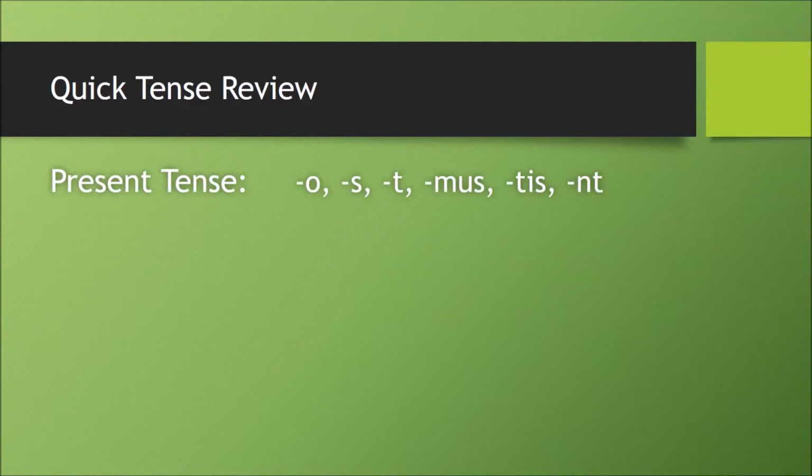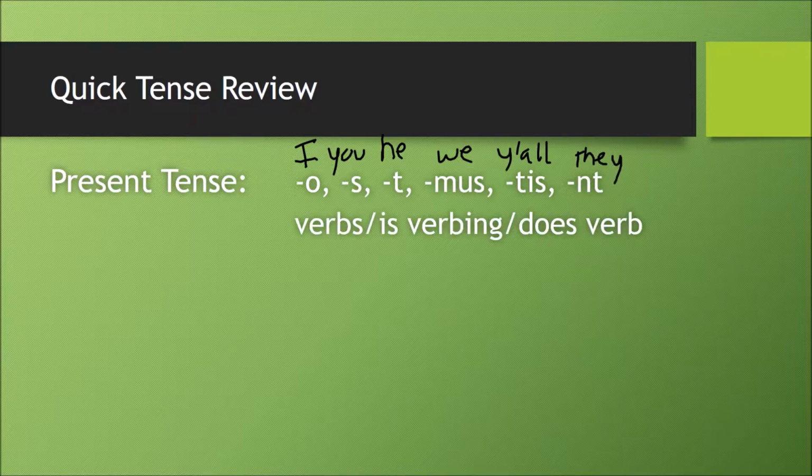For present tense, our endings are o, s, t, mus, tis, and nt for the I, you, he, she, it, we, y'all, and they forms. And we translate them in the present tense with verb, is verbing, or do or does verb.